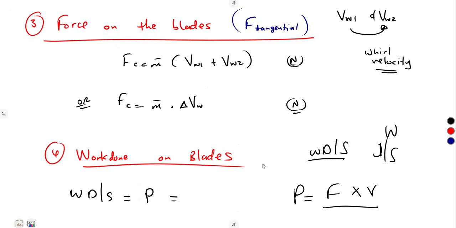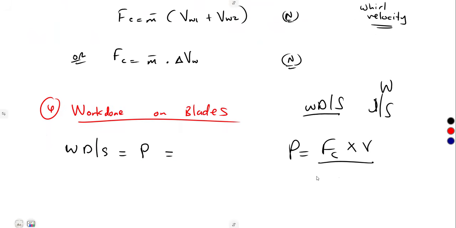The force is going to be our tangential force, which is Fc. So Fc is equal to this: the mass rate times the total wheel velocity, times the velocity. In this case, our velocity is the velocity of the blades, which is u. So this is going to give us power, force times velocity.